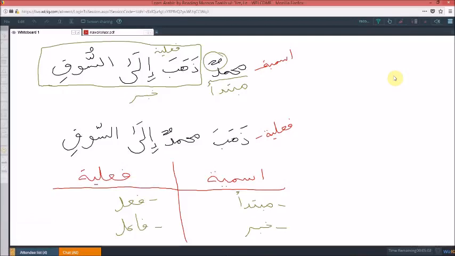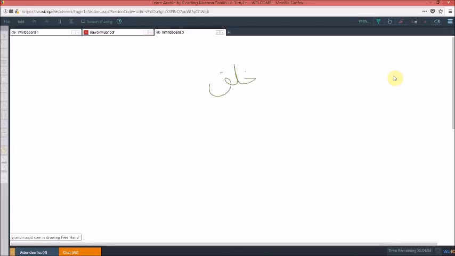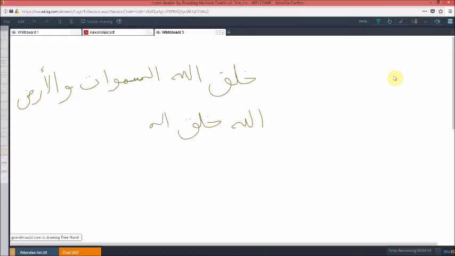So for instance, Allah says in the Quran in different places, He says, خلق الله السماوات والأرض. In other places it says Allah خلق السماوات والأرض. I did that backwards again. Right? Now what's the difference here? They both mean the same thing. But one is a jumla fi'liya and one is a jumla ismiya.